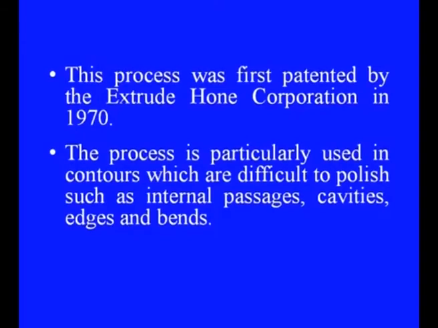In case of one-way systems in AFM, media is passed through the workpiece and it returns to the other end. Whereas, in case of two-way AFM process, two opposite hydraulic cylinders push the abrasive mixed media to and fro. This process was first patented by the Extrude Hone Corporation in 1970. The process is particularly used in contours which are difficult to polish, such as internal passages, cavities, edges and bends.